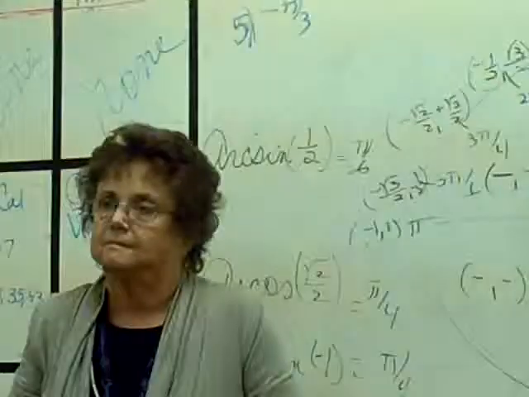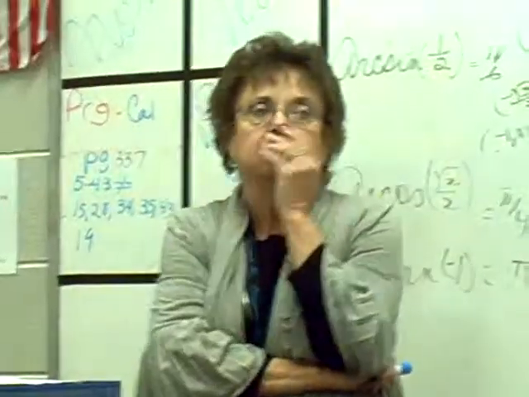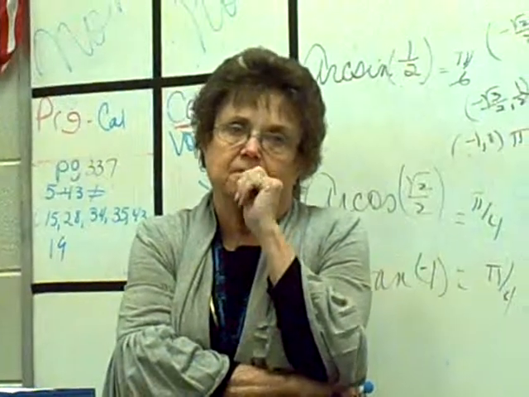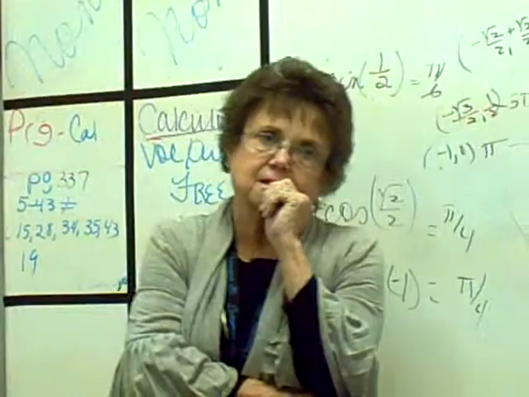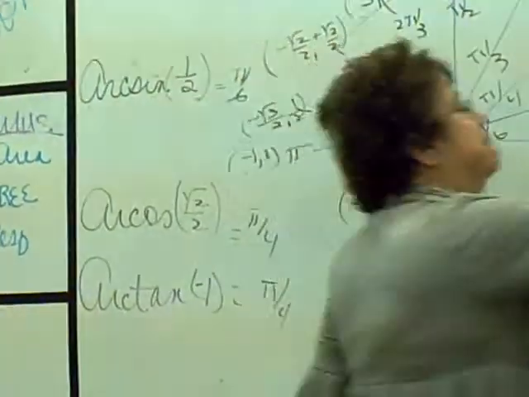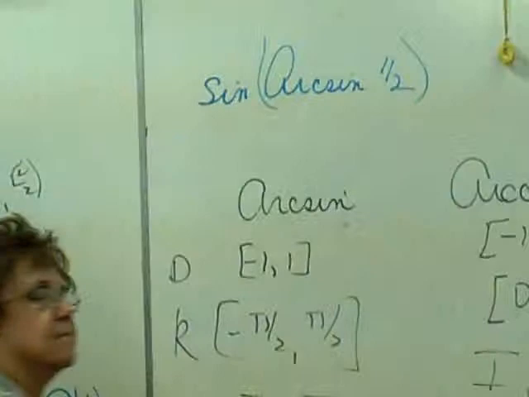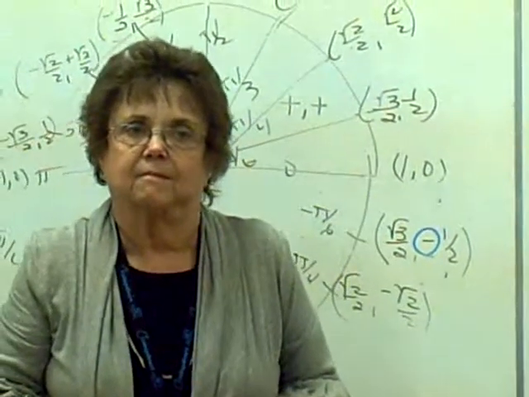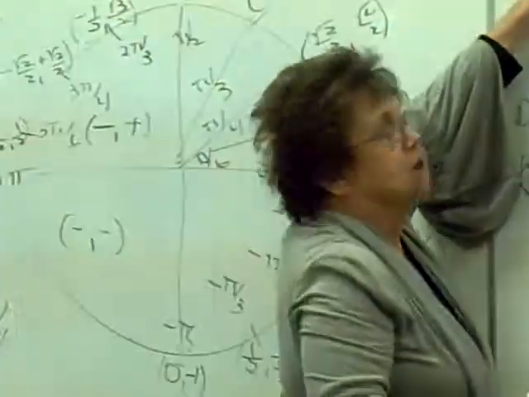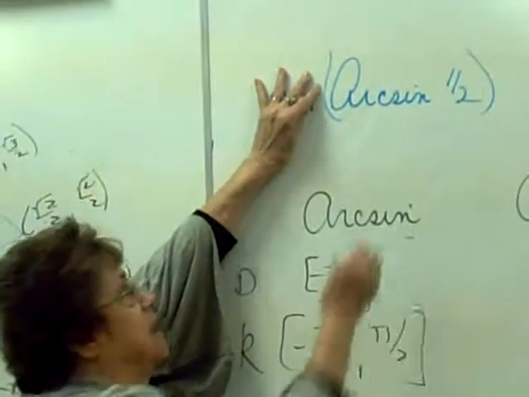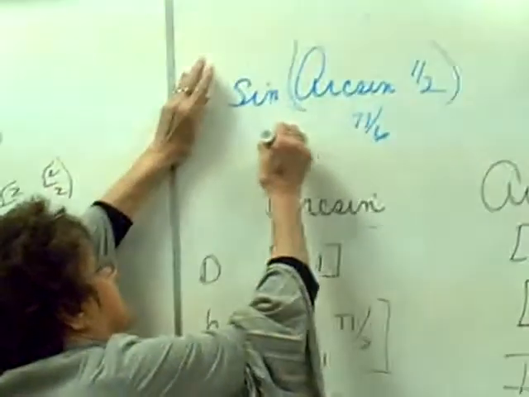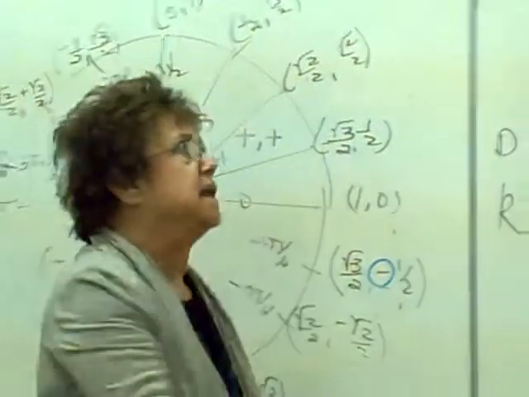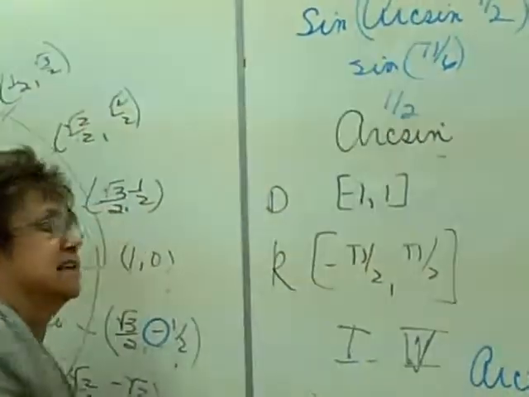Pi over 3? Oh. Pi over 4, pi over 6. Pi over 6. What's sine of pi over 6? Which is 30 degrees. What is arc sine 1/2? Pi over 6. Now take sine of pi over 6, or 30 degrees, and you get 1/2. That's your answer.